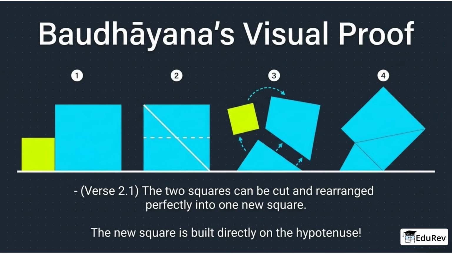He showed that the 2 different size squares can be carefully cut and rearranged perfectly into one brand new square. And where does this new square fit? It is built directly on the hypotenuse of the triangle formed by the other 2. This visual manipulation translates perfectly into one of the most famous and recognizable equations in all of mathematics.